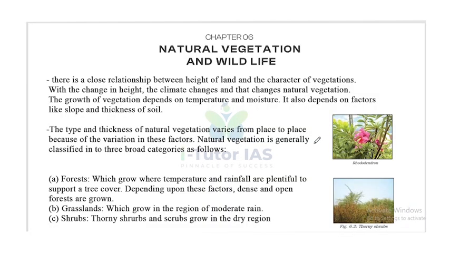Today, we will be discussing Class 7 Geography NCERT, Chapter 6, Natural Vegetation and Wildlife. Let's begin.